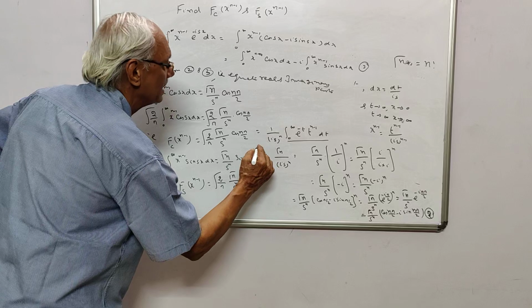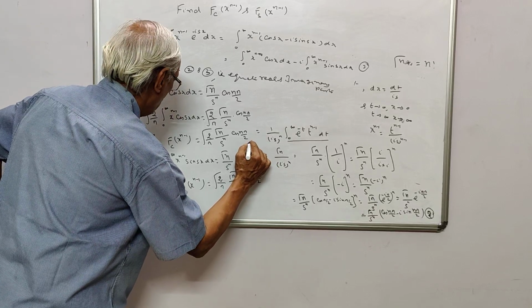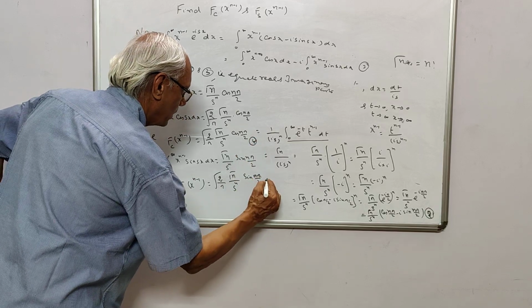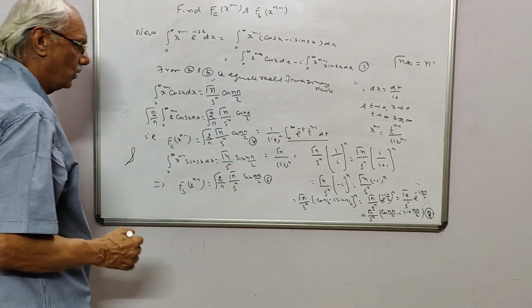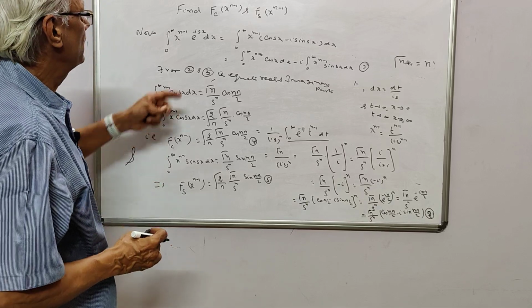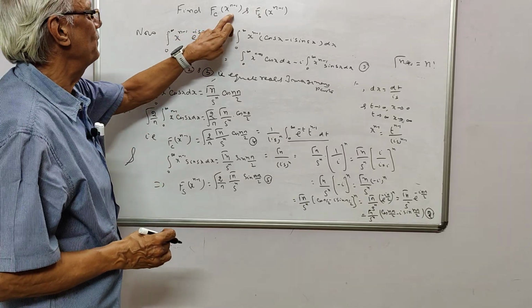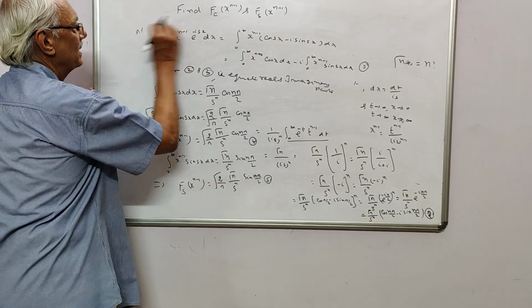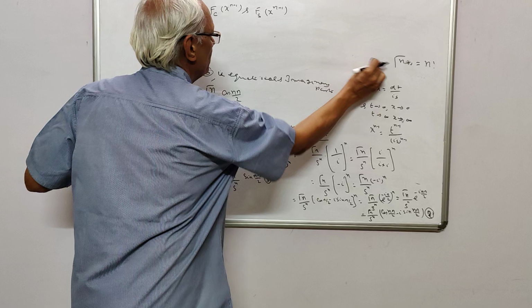So call this as your 4, and call this as your 5. So what is it that you get here? Therefore I am able to get, see, what were you asked to find? Fc of x to the power of n minus 1 and Fs of x to the power of n minus 1.